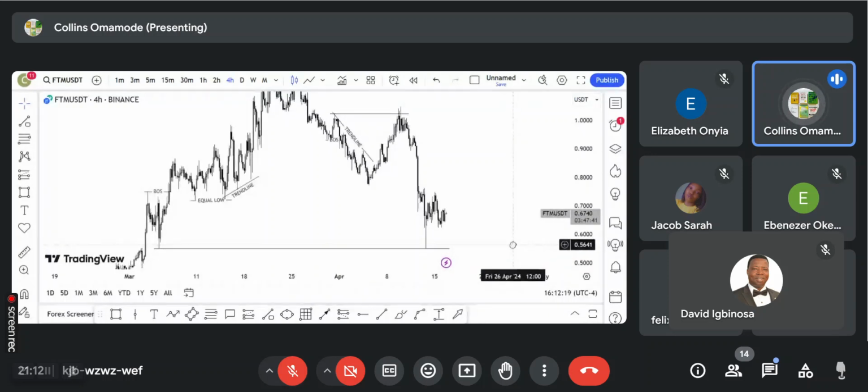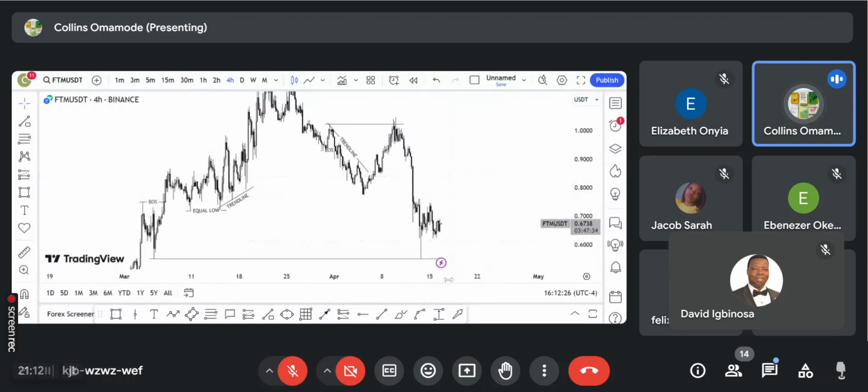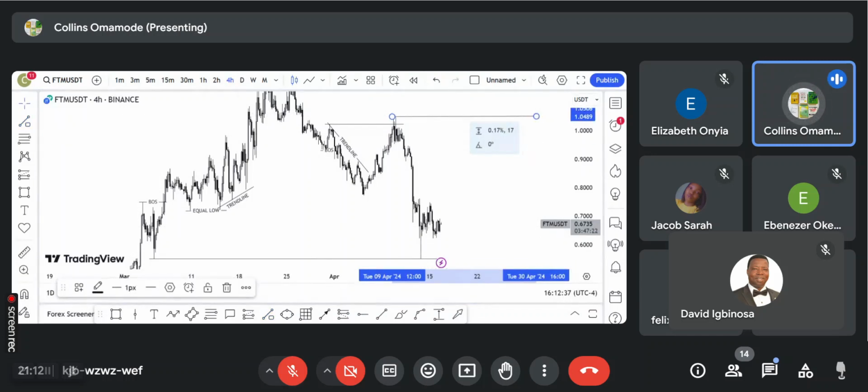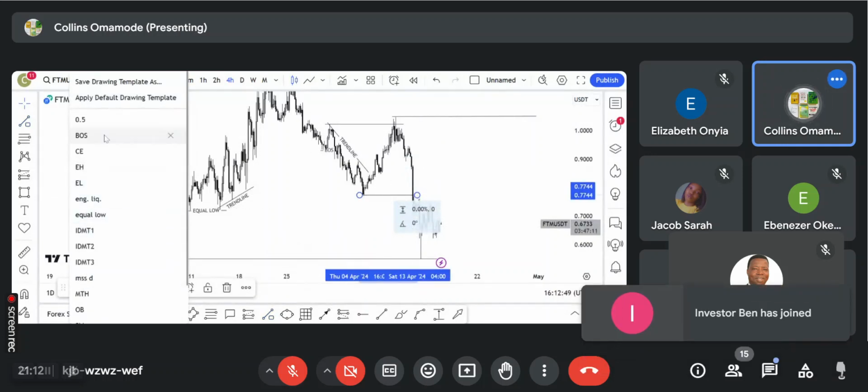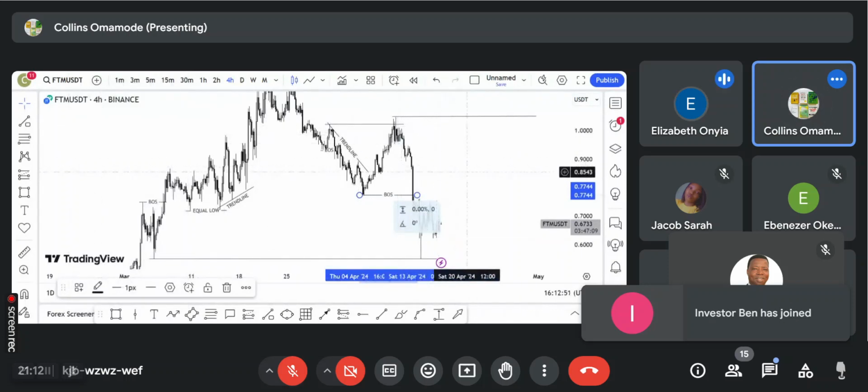So currently, for now, I expect FTM to buy. And if I'm going to be targeting, I should be looking at this level. But currently, we already know that we are bearish. Why are we bearish? Because of structure. We had a break of structure here. So after every break of structure, there should be a retracement, right? Yes, sir.